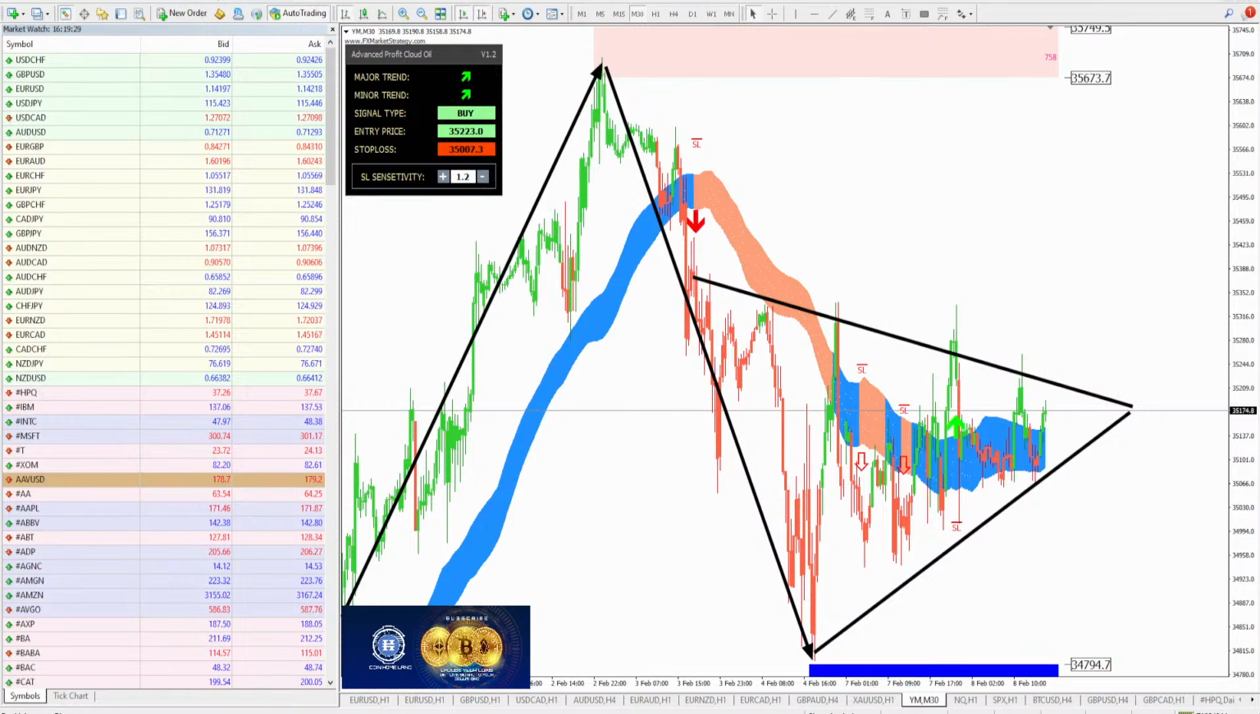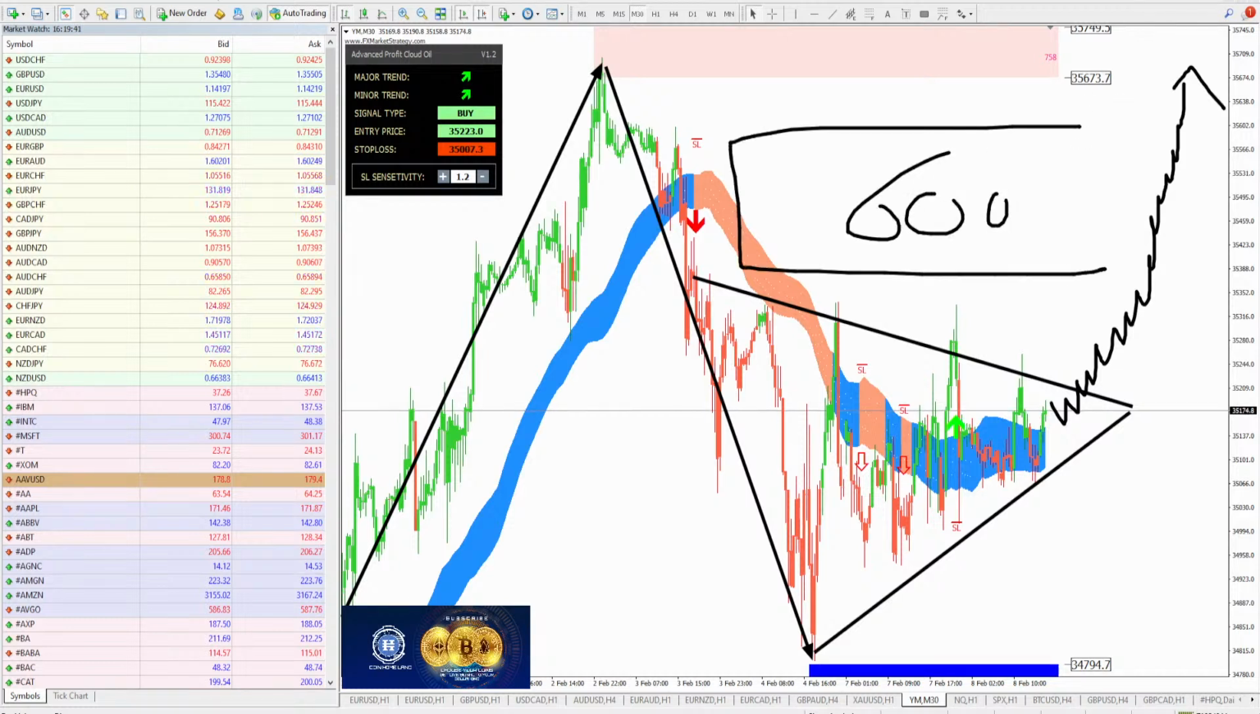And once this explodes, I think it's going to explode to the upside, not to the downside. I'm very confident. Okay, then the first target is going to be 35,600. So we're looking at 600 points in the Dow from this area right here, and just a big break to the upside, and we see this much.